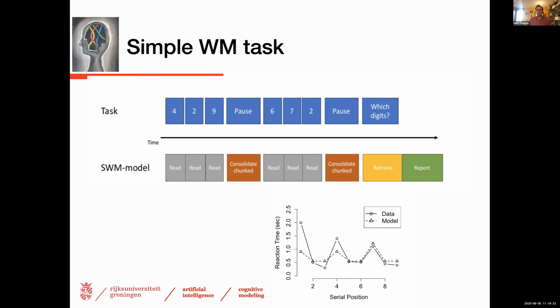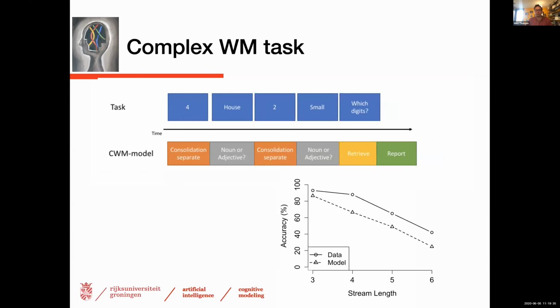Now, then we move on to a complex working memory task where we have to consolidate items separately. So in this case, you see 4, and then you need to do some other task. In this case, it's a noun or adjective judgment. So typically you see a couple of these words in a sequence, and then there's another item to remember, like the number 2. And that goes on for a while, and at some point you are asked to report the digits. So here, the working memory skill is different. There's of course a noun or adjective judgment, and retrieving and reporting is very similar. So here you see some results of that model, where the accuracy decreases as the number of items you have to remember increases.